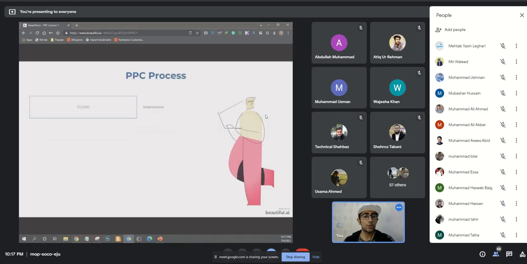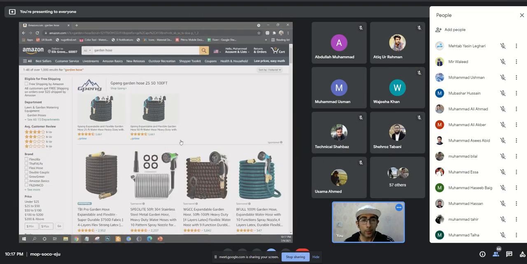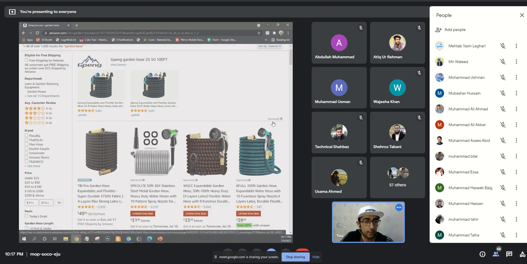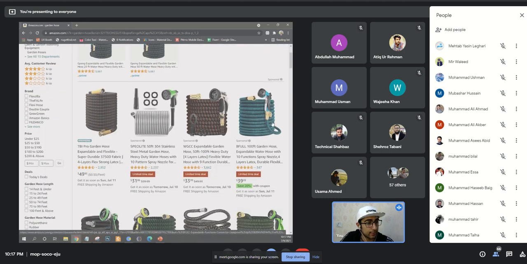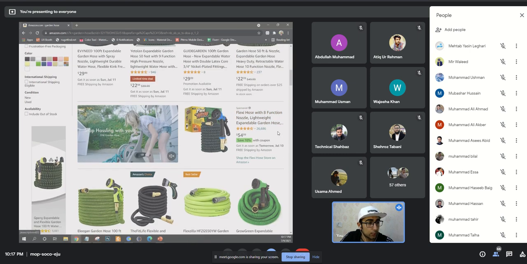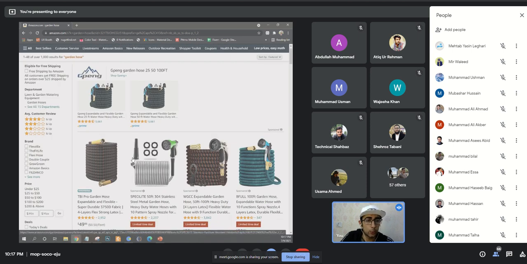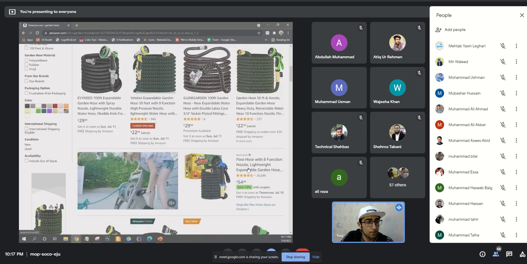Okay, so this is what the PPC process looks like. I'm going to explain this with a real example. So what happens is, I just went on Amazon and wrote garden hose. Once I went over there, now you can see this is a sponsored ad. These two listings, we don't have anything over there, but this is a sponsored ad. And now this is a sponsored ad. These are sponsored ads as well. So these are organic listings. Now this is a sponsored ad as well. So what happened was, I saw around 1, 2, 3, 4, 5, 6, 7 ads.